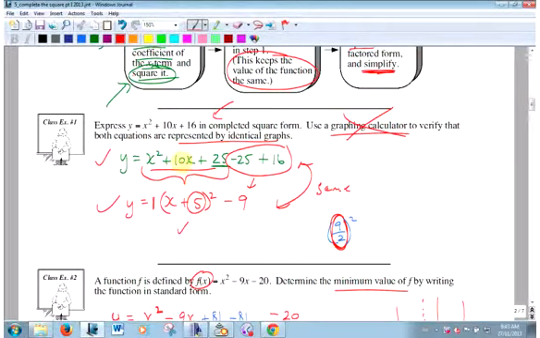Okay, I take half of 10. That's 5. I square it, add it, and subtract it.